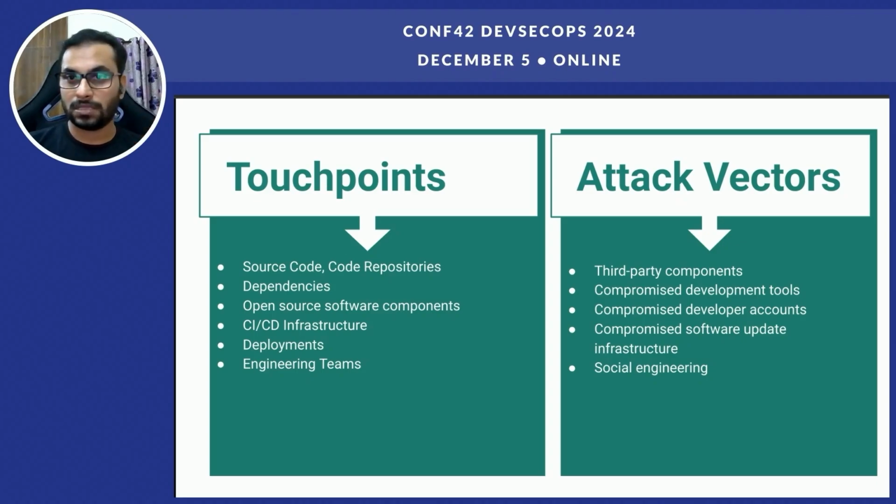Developer accounts. This is quite common. Malicious actors can try to exploit vulnerabilities within developer accounts, which could be in hosted code platforms like GitHub or GitLab. Compromise software update infrastructure. Again, actors frequently target software update infrastructures to compromise them and insert malware into software updates. Social engineering. Again, attackers can try to contact employees and develop their security clearances using social engineering.